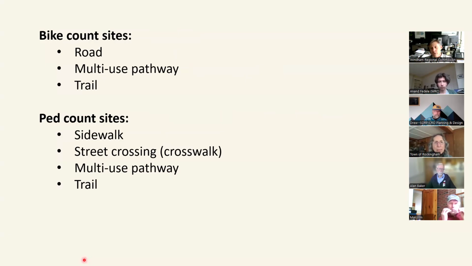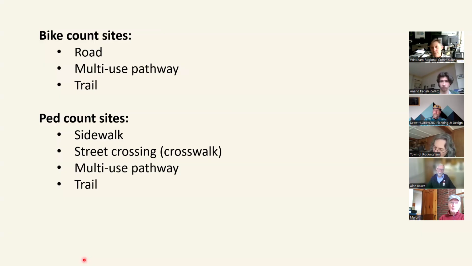We do them on roads, state and town highways. We do them on multi-use pathways. So by this, we're talking about improved surface pathways like the Westover Trail in Brattleboro or Londonderry, Valley Trail in Dover, those types of things where you have an improved crushed stone or paved surface. And we do those on regular trails.